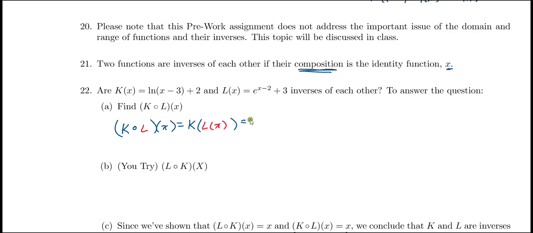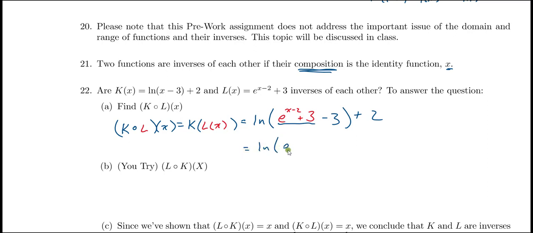And so we take our function k of x, which is the natural log of something minus 3 plus 2. So we take our independent variable and place it right there. If it were x, we'd place an x, but when we do composition, we're going to replace the independent variable of that outer function with that inner function, L of x. So this would be e to the x minus 2 plus 3. So we're doing this function composition here. Folks, that's a typo. That should be plus 3 like so.